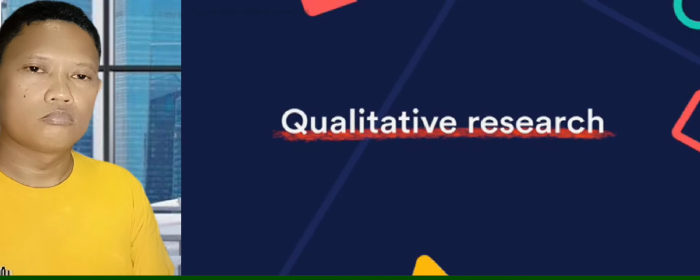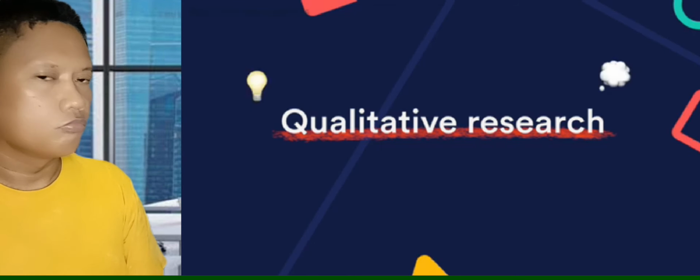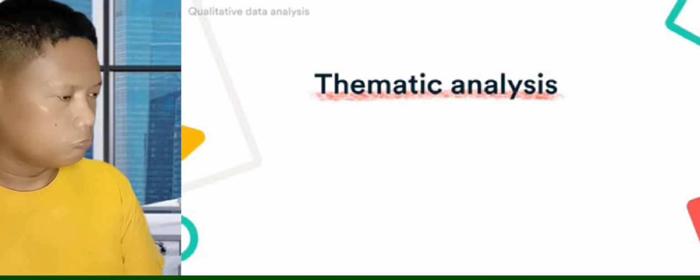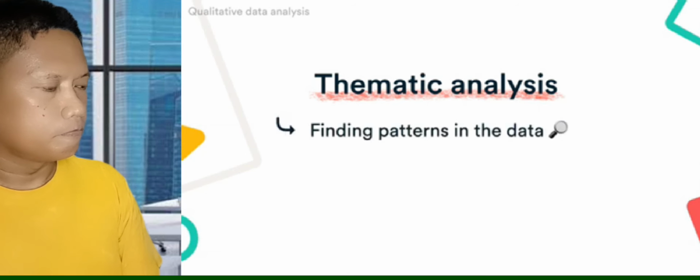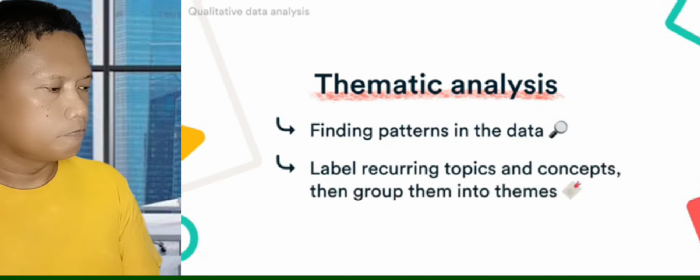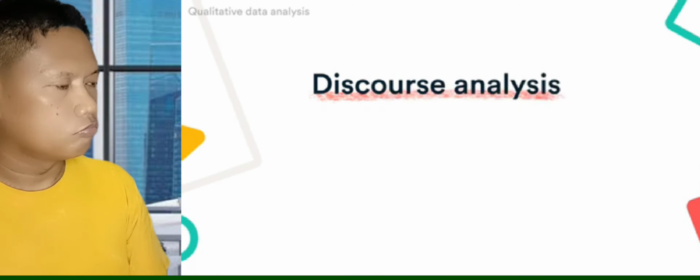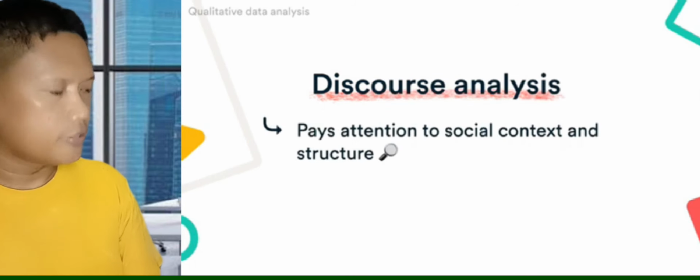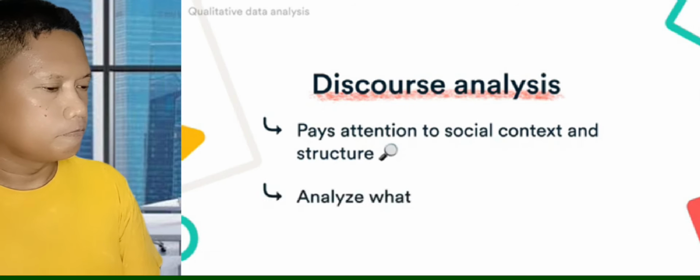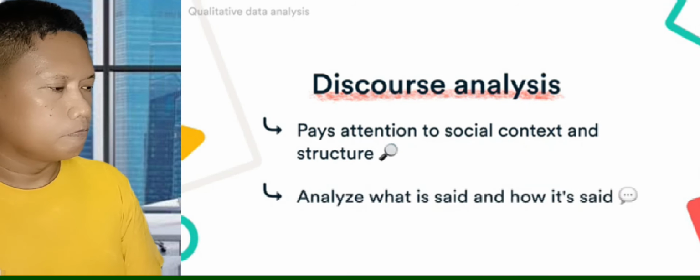In qualitative research, your data will usually be very dense with information and ideas. Instead of summing it up in numbers, you have to comb through the data in detail, interpret its meanings, and extract the parts that are most relevant to your research question. There are many approaches to doing this. One common approach is thematic analysis, which focuses on finding patterns in the data. You label recurring topics or concepts and then group them into broad themes. Another common approach is discourse analysis, which pays more attention to things like social context and structure. You analyze not only what is said, but also how it's said.